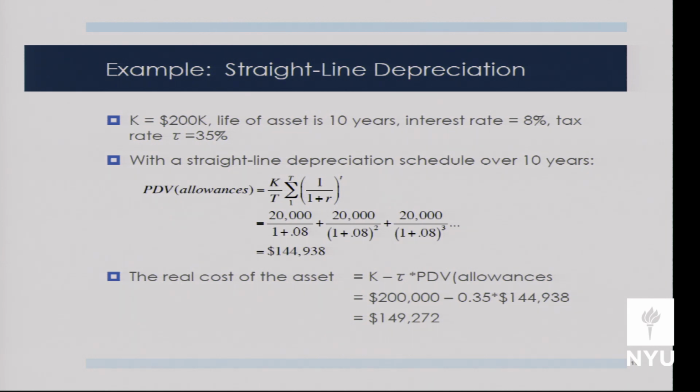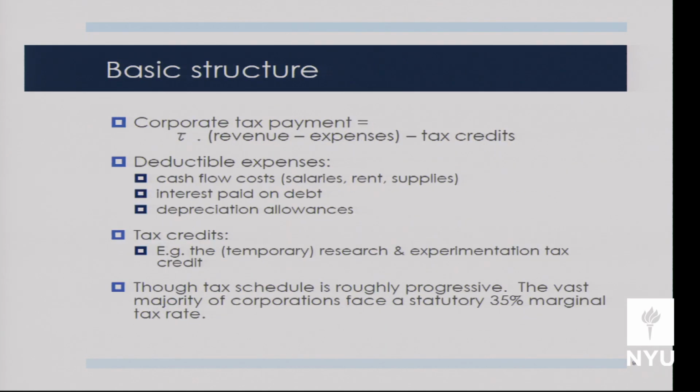This amount, roughly $145K, is the present discounted value of the depreciation allowances the government allows the firm to take. The fact that they get to reduce their income by that amount will reduce their tax burden, right? Because remember, how do you calculate corporate taxes? You take revenues, you subtract off expenses. You multiply that difference by tau, the tax rate, and then you offset some of that with some tax credits.